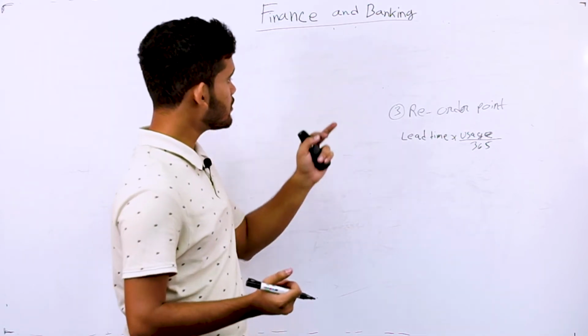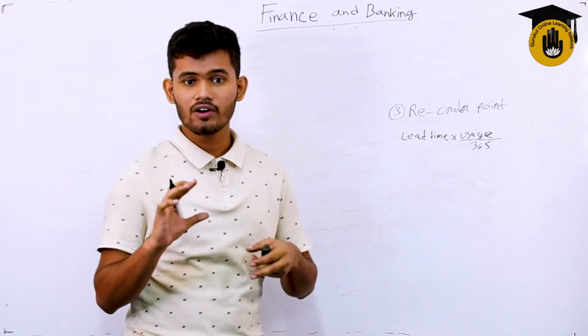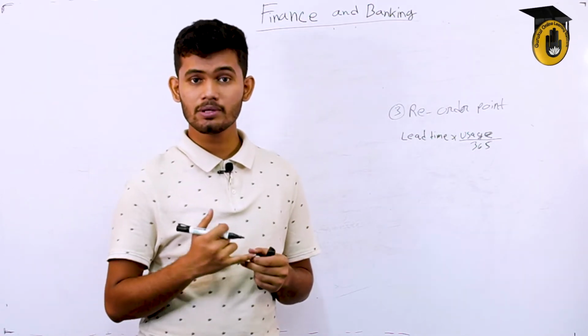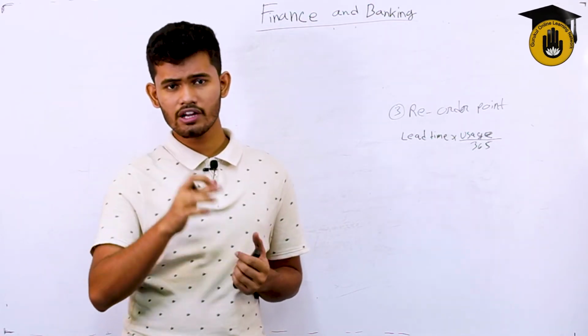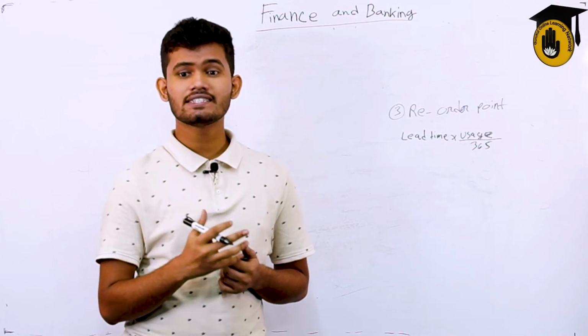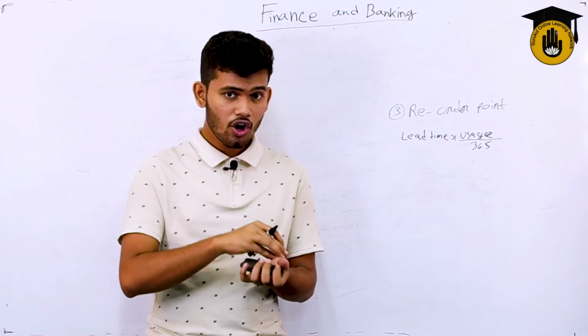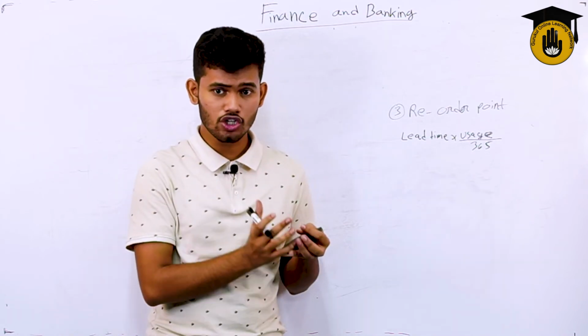So the reorder point formula is simple: lead time into usage divided by 365. Let's take an example. A restaurant uses 730 dozens of cups every year and its lead time is only 4 days. So 4 days, what's the lead time? It is when they order and when they get the product in their hand.